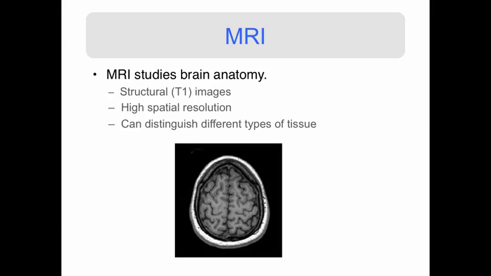So both MRI images and functional MRI images are acquired using the same scanner. MRI studies brain anatomy. These structural images are usually T1 weighted. They give us high spatial resolution, and therefore we can distinguish between different types of tissue, as we can see in the brain image below.